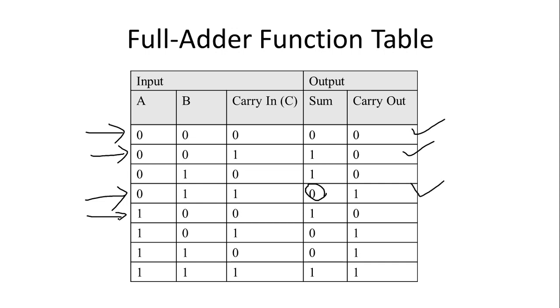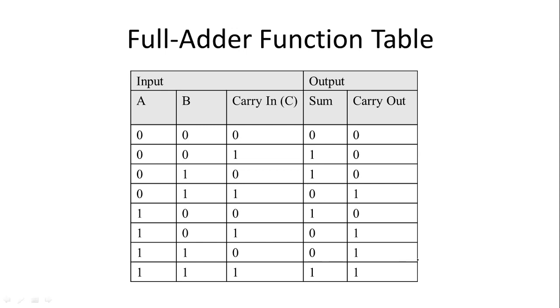For the next row, 0 plus 1 plus 0, sum is 1 and carry is 0. So let's see the last row. It's 1 plus 1 plus 1, which is 3, and binary 3 is equal to 1 1. So sum is 1 and carry is also 1. To implement the functionality of sum and carry, we need to find out the Boolean expressions for both functions. So now let's see how to find out their Boolean expressions.